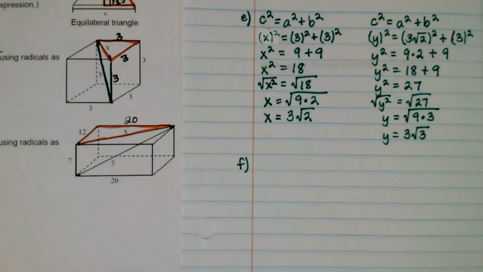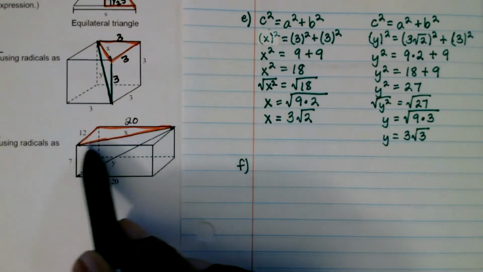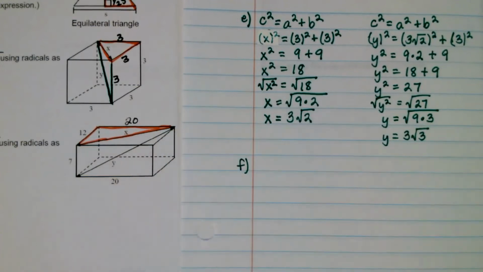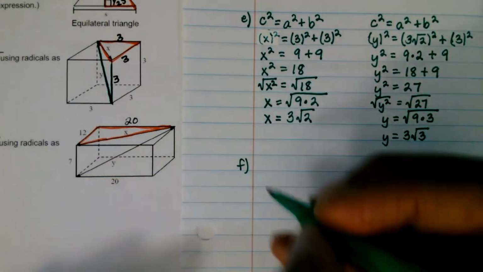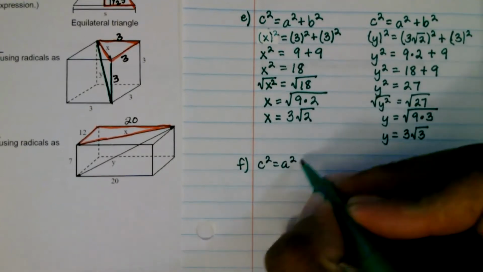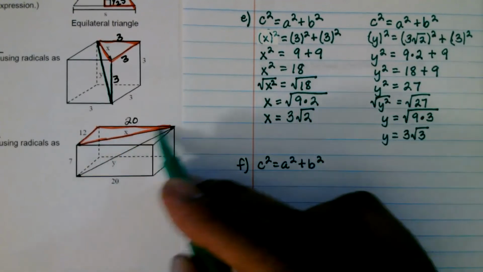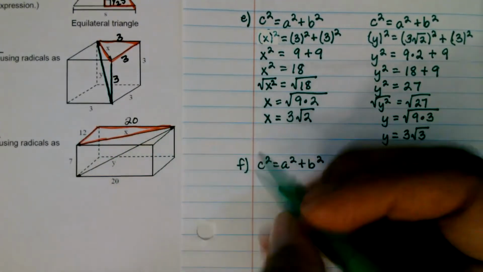That side right there has to be 20. Now we can find this side right here, which is our hypotenuse, which is x. Using the Pythagorean theorem, we're going to use this: c squared is equal to a squared plus b squared. And our c is the hypotenuse, which in this case is labeled as x.